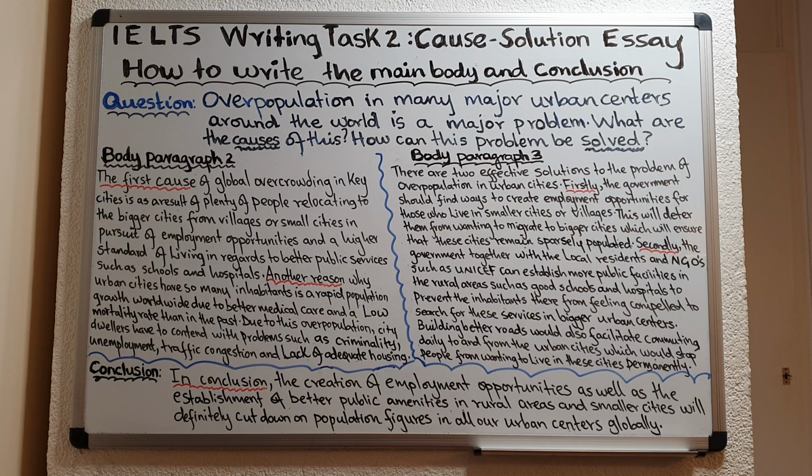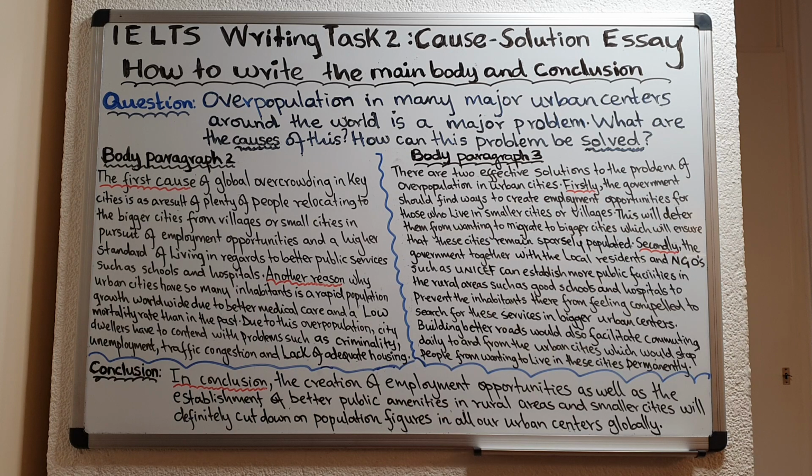So in the conclusion, you need to write the solutions, okay? You need to write the solutions. So write the solutions that you discussed in paragraph 3 in summary, okay? So you can write in conclusion, the creation of employment opportunities, as well as the establishment of better public amenities in rural areas and smaller cities will definitely cut down on population figures in all our urban centers globally.